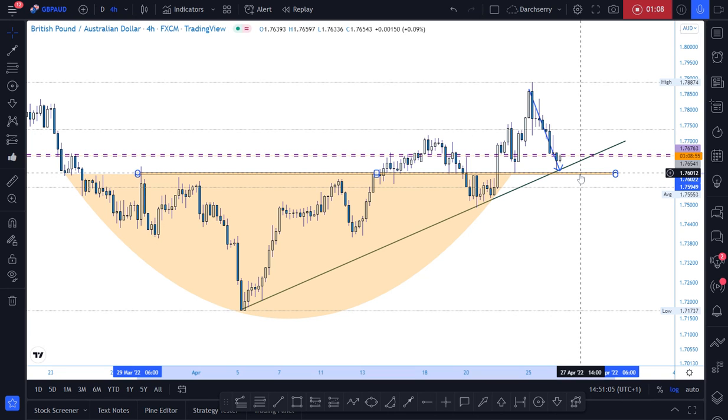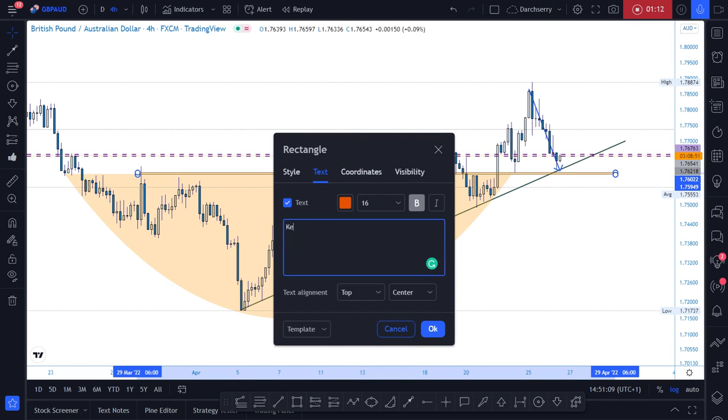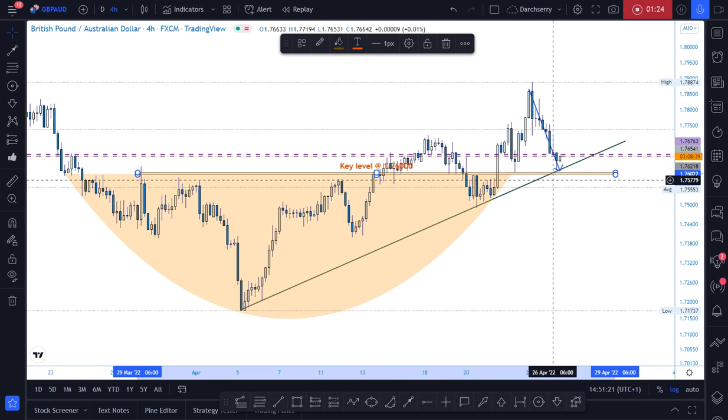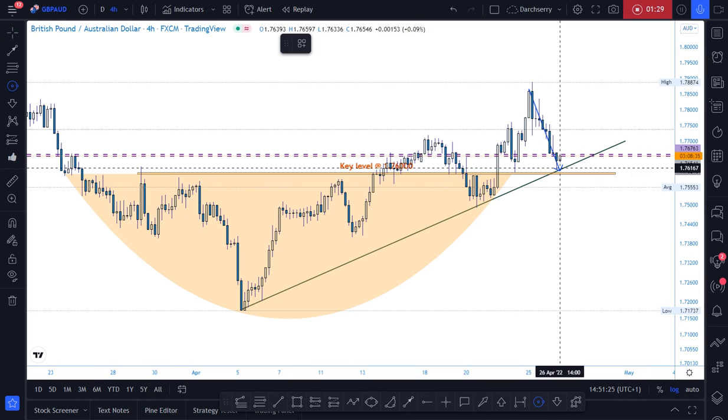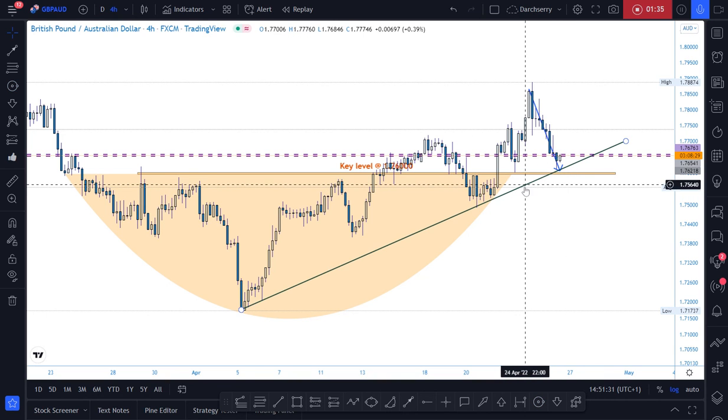1.7600. Let me label it. Key level at 1.7600. Let's place it at the center. I think center is okay. So we have our key level here, and prices back into that key level, and the key level also shares a confluence with the bullish trend line that we've identified here on the 4 hours time frame.